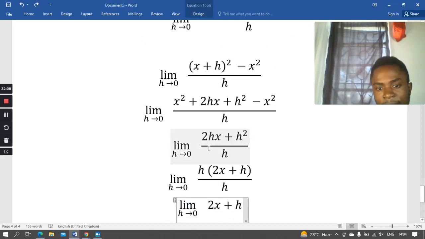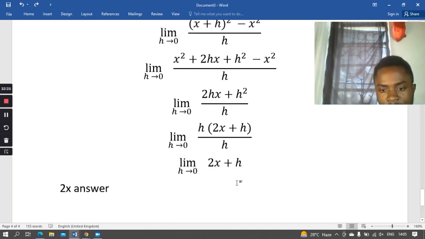So when you say lim h approaches 0, when you put 0 there, it will be undefined. So the best way we can do it is by factorizing h, which we did. So h there and h there, they cancel. What we are now going to have is 2x plus h. Where there is h, you put 0. So when you put 0 where there is h, you are going to remain with 2x. So your answer is 2x.